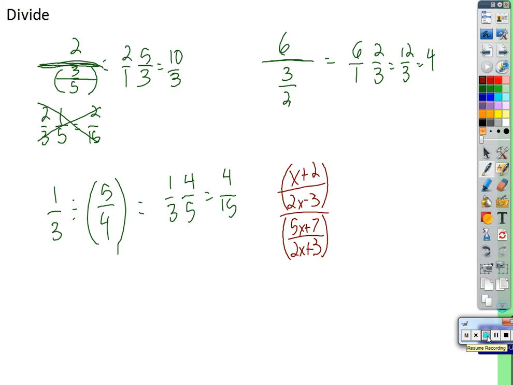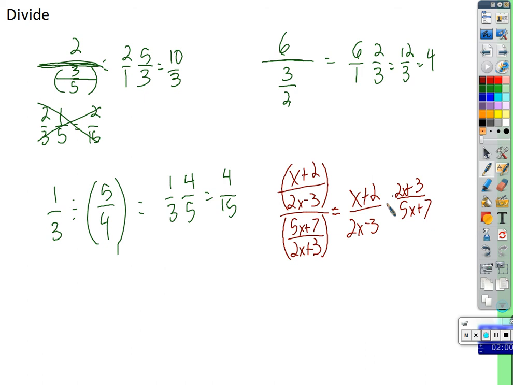Alright, so what do we do first so that we can keep all this stuff straight? We rewrite it, right? Yeah. As x plus 2 over 2x minus 3, divided by, or times, 2x plus 3 over 5x plus 7.